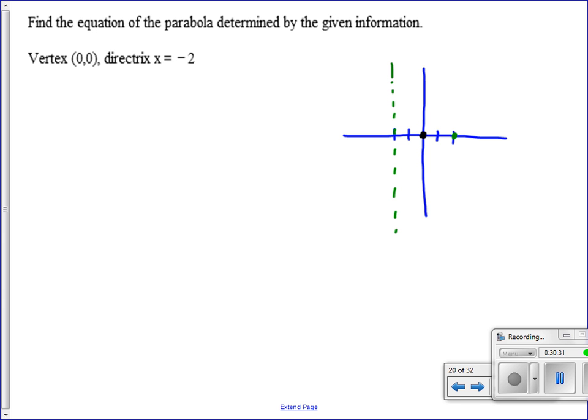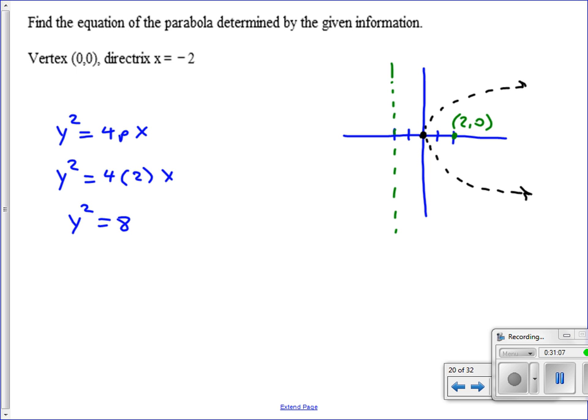It's going to be right here, which means that this graph is going to open what direction? To the right. My sketch again. And that helps me because I know what the form of this equation is. Is it x squared or y squared? Y squared equals 4px again. And we know what p is. What's p? 2. This point right here is 2, 0, right? So it's 2. And so our equation is y squared equals 8x.